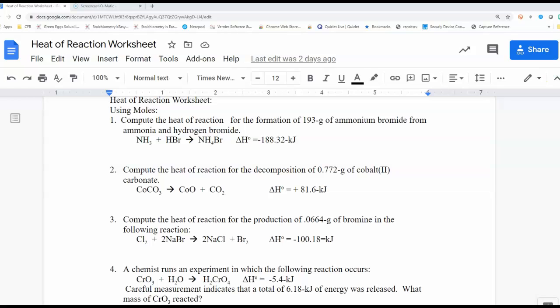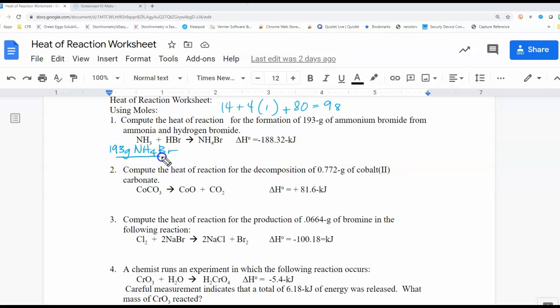We're going to need molar mass, and our molar mass is going to come from 14 grams for the nitrogen, plus 4 times 1 for the hydrogen, plus the molar mass for the bromine, which basically rounds to 80. Let me just check that real quick. Yes, it basically rounds to 80. So our molar mass is 98 grams per mole.